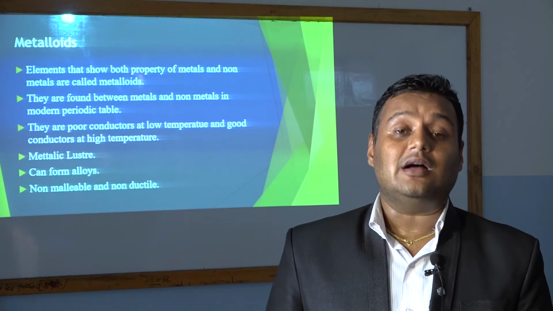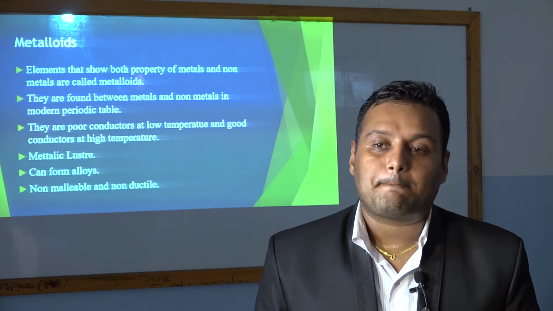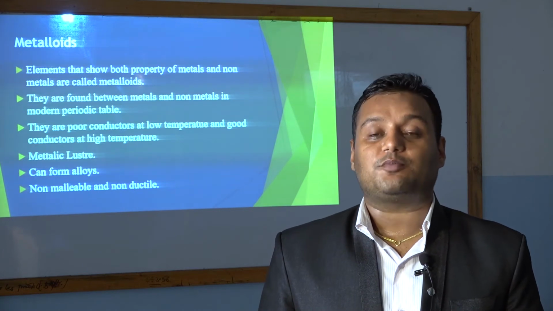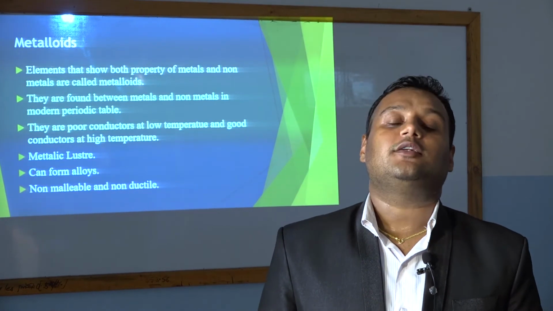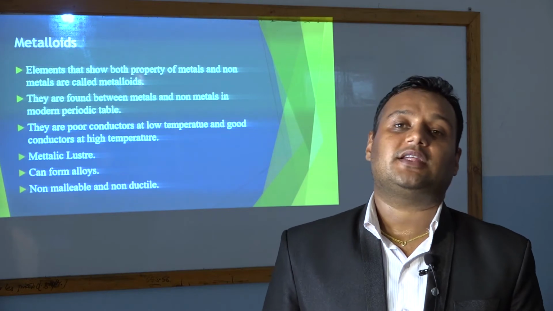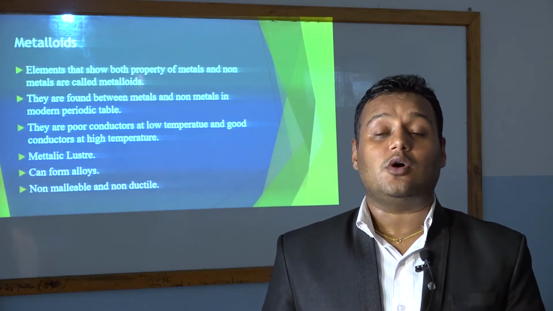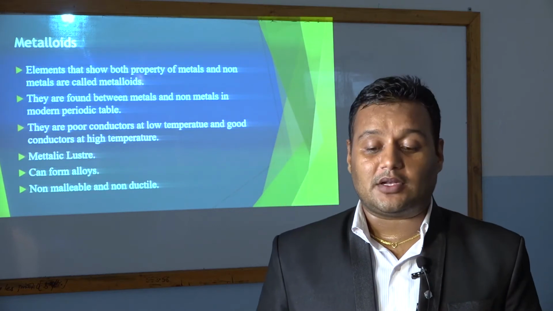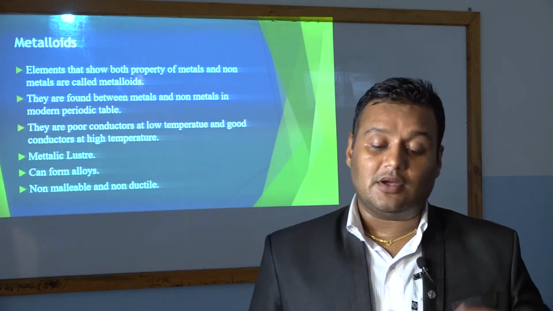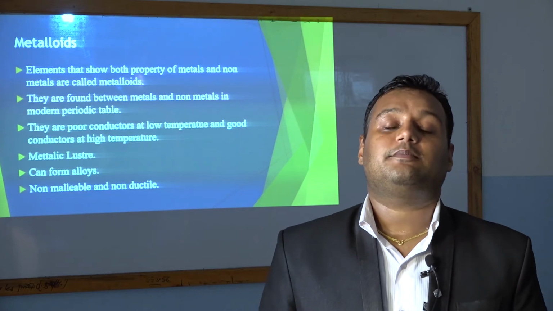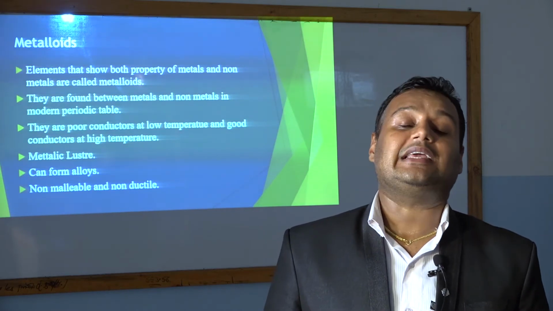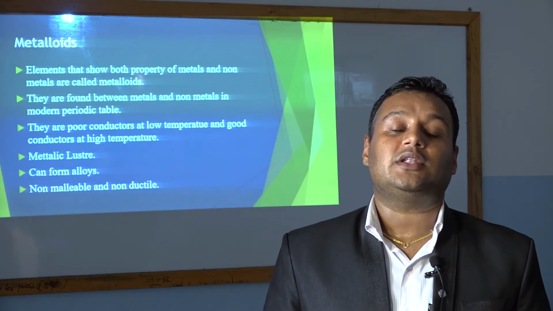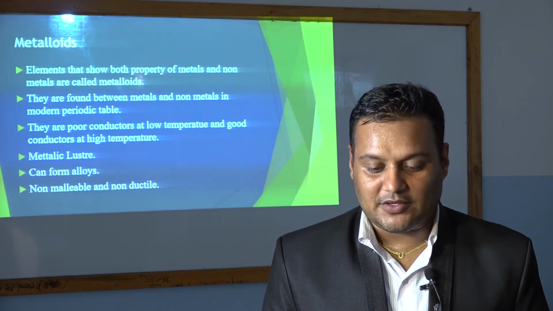Let's summarize the definition and properties of metalloids. Elements that show both properties of metals and non-metals are called metalloids. That means metalloids have a tendency to show both properties. Sometimes they show the property of metals and sometimes they show the property of non-metals too. And in position in the modern periodic table, they lie in between metals and non-metals.